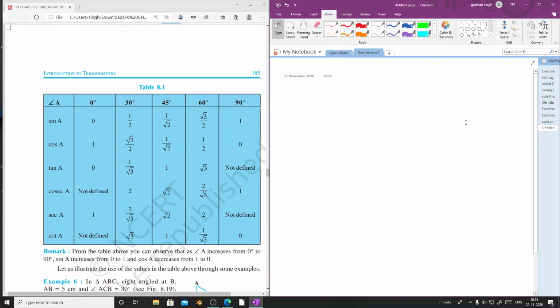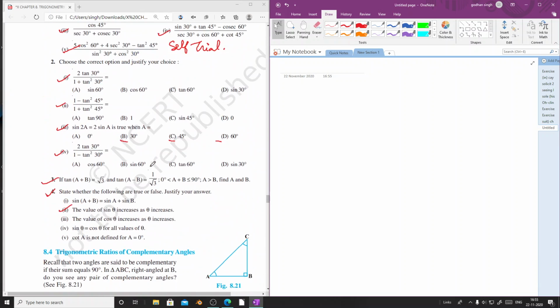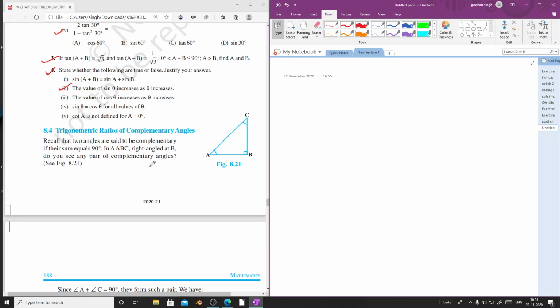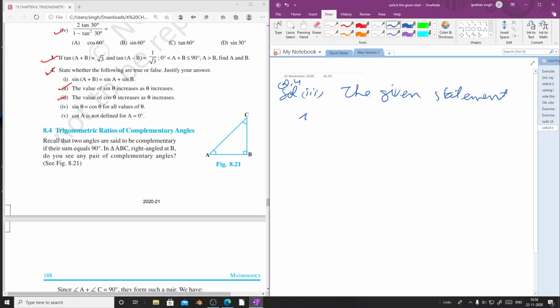So that is what we will write here for our question number 4, third part. Now the solution of the third part of question number 4 says that the given statement is false. Why is it false? What is the reason?